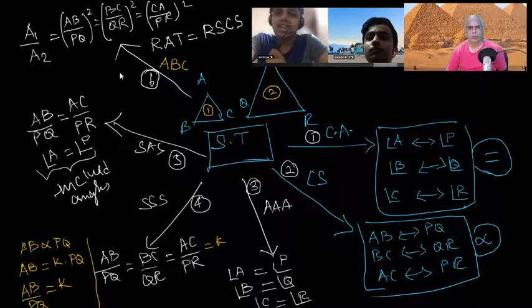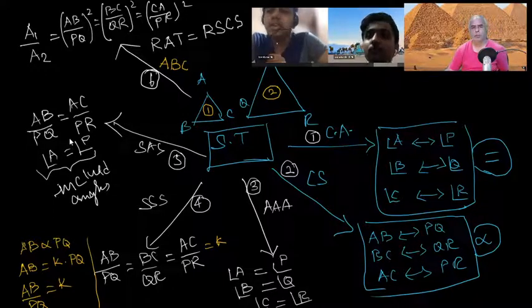Next, side-angle-side, SAS. One side ratio is AC divided by PR. Next, angle A is equal to angle P. That is the included angle. Then the other side ratio is AC divided by PR.